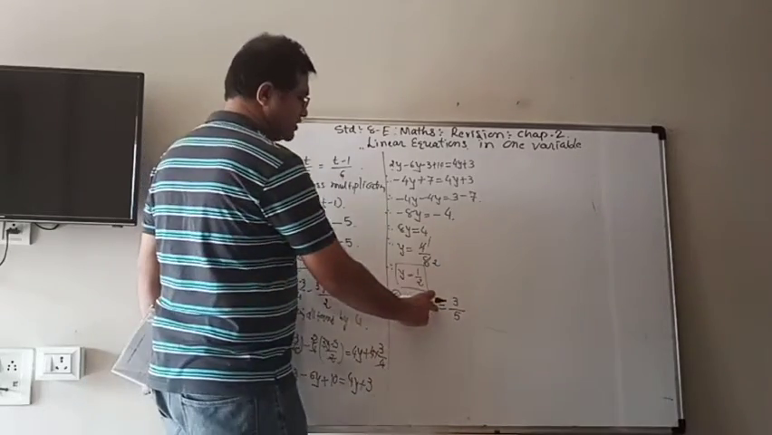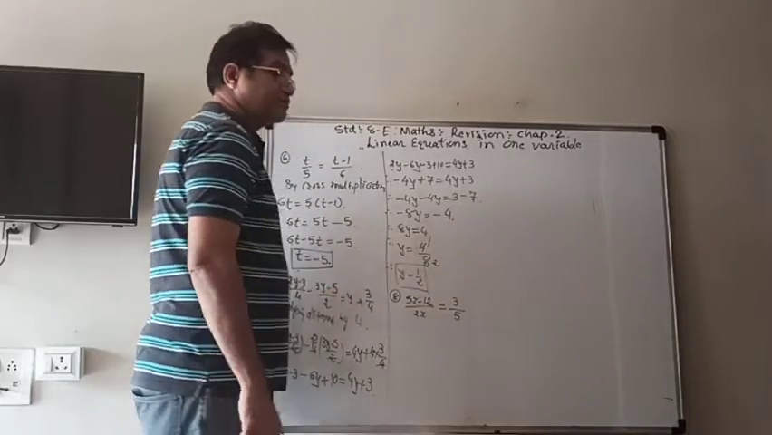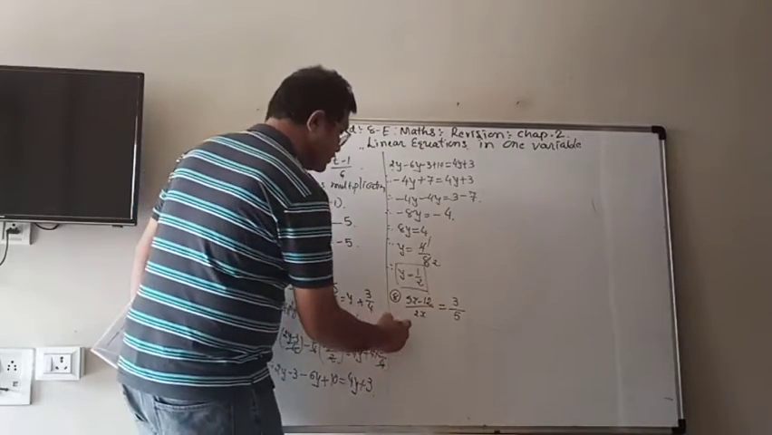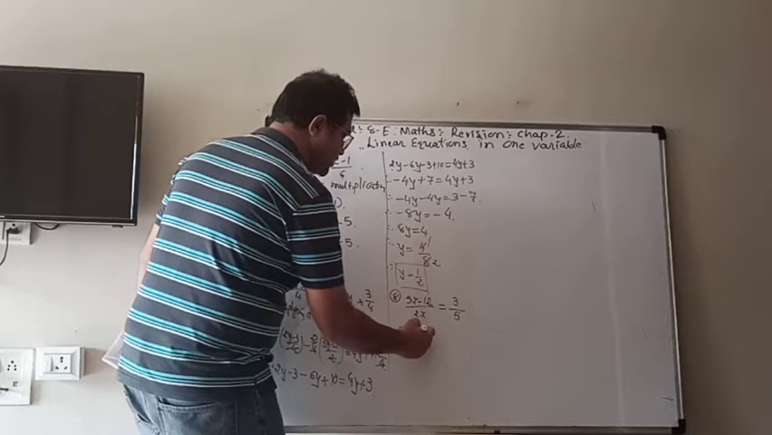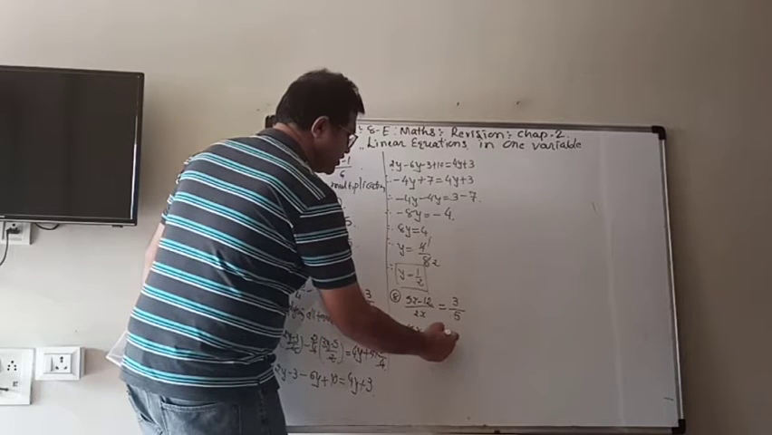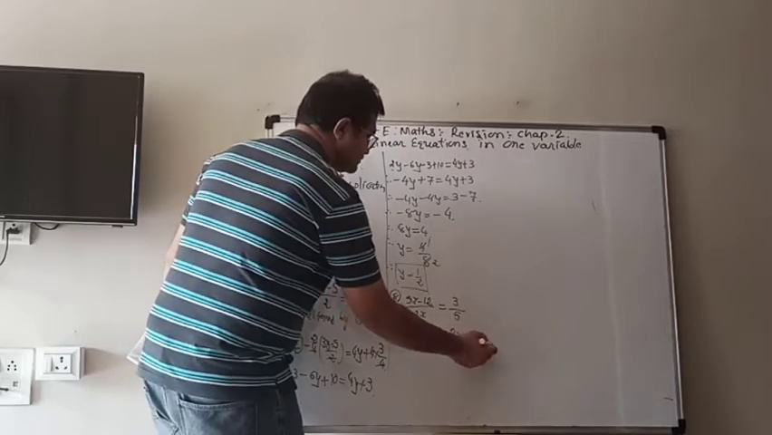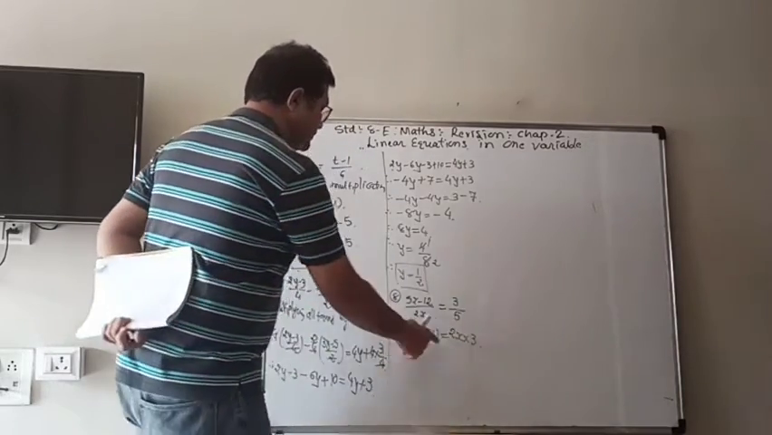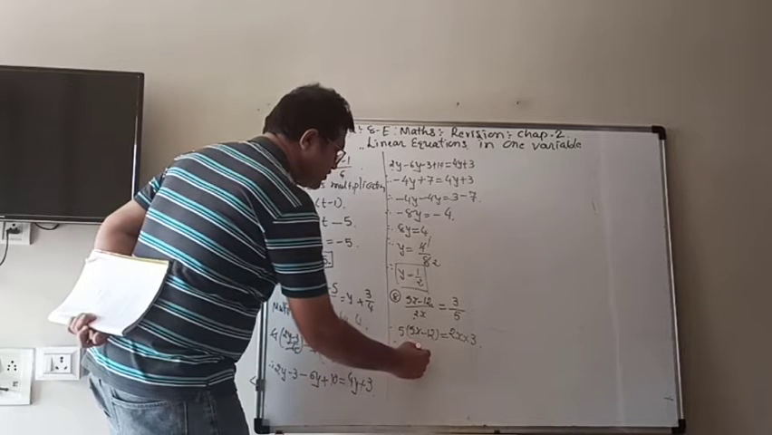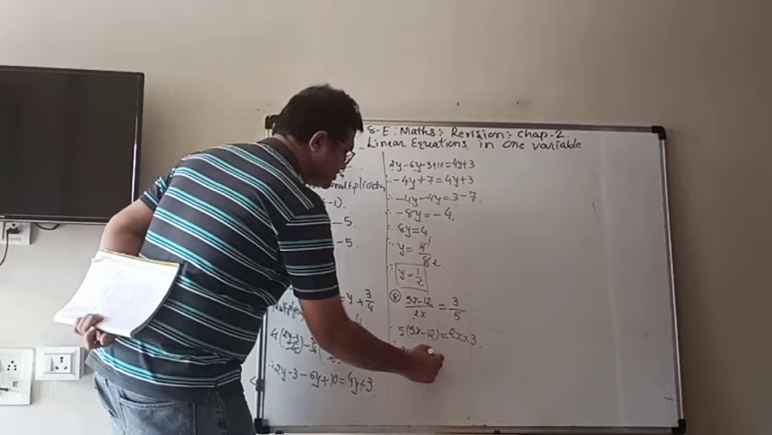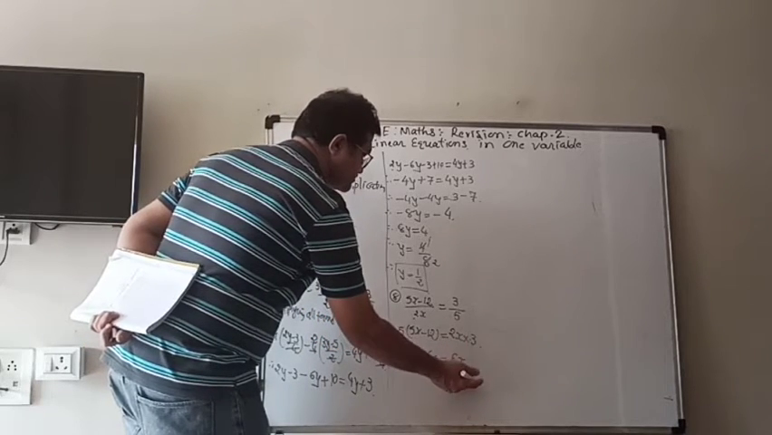So here you can see that there is one denominator on this side, and here also one denominator. So we can do the cross multiplication. So 5 multiplied by the whole bracket 5x minus 12 is equal to 2x multiplied by 3. Opening the bracket, so 5 5s are 25x minus 5 12s are 60 is equal to 3 2s are 6x.